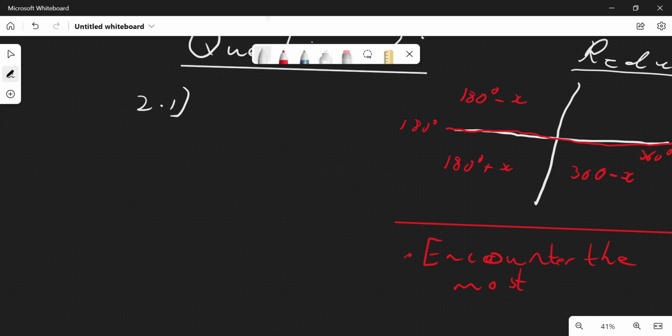So what does our question say? Our question gives us, okay, 2.1, it says if sine 20 degrees is equal to p, right? Determine the following in terms of p. So here we have 2.1.1. Take note of what they're telling us. Sine 20 is equal to p over 1. And we can construct a triangle out of this.